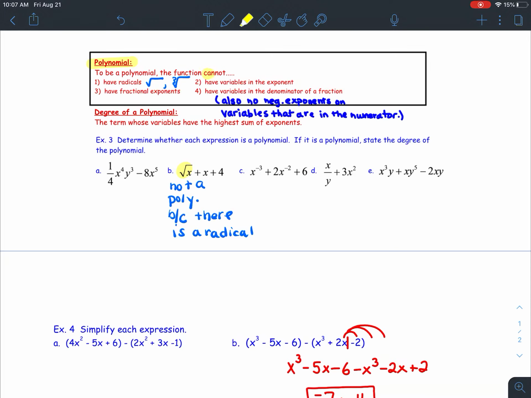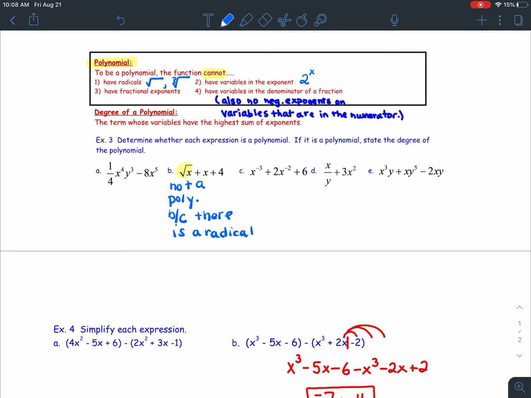It says it cannot have, we're talking about things that cannot exist here. It cannot have variables in the exponent. So if you have a 2 and then maybe in the exponent is where your variable is. I'm going to take a look at these examples under here. I don't see that happening in any of these three. And so that particular situation isn't happening in any of these other four.